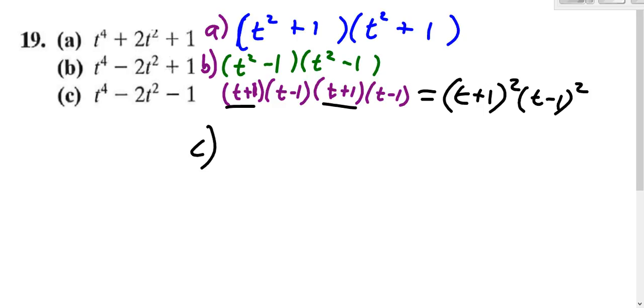And then for C, it would be a t squared in front of each of them if we can come up with the numbers. There's no numbers that multiply to be negative 1 that add to be negative 2. You can only get a negative 1 by doing positive 1 times negative 1, and that will always add to be 0. So, prime.